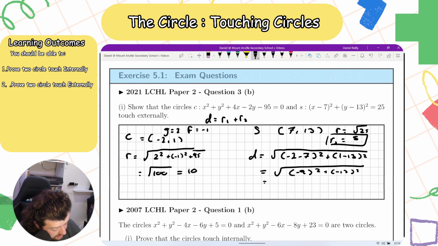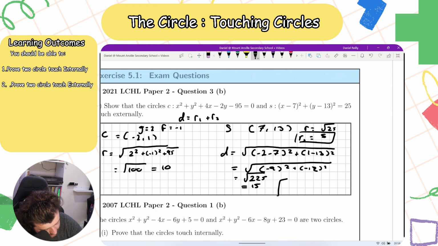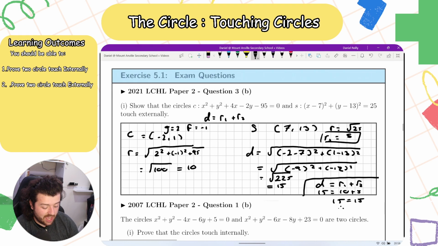That is equal to 81, this is 12 here, 81 plus 144, root 225, which is equal to 15, right? And d is equal to r1 plus r2. Let's test it out. 15 equals 10 plus 5. 15 equals 15. Therefore, they do touch externally.